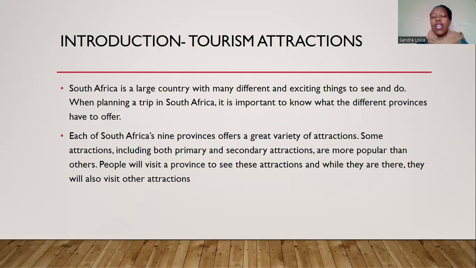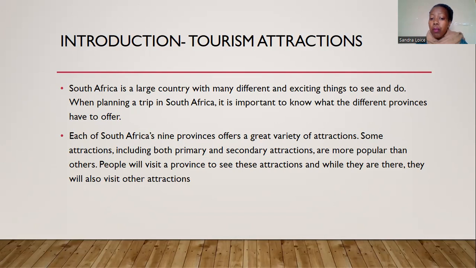South Africa is a large country with many different exciting things to see and many places to go to. When planning a trip in South Africa, it is important to know what the different provinces have to offer. As we all know, South Africa has 9 official provinces spread throughout the whole of South Africa. And these provinces have a lot to offer us in terms of the tourist attractions.